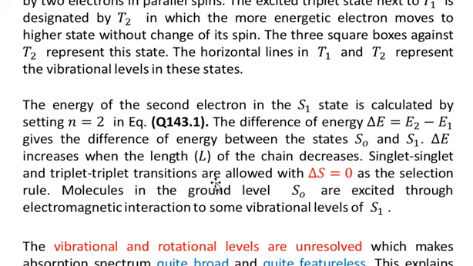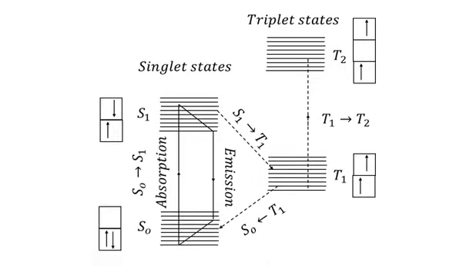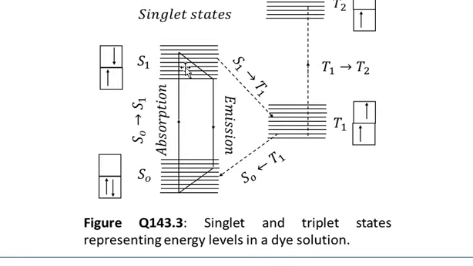Singlet and triplet transitions are allowed with delta S equal to 0. That is, the change of spin is equal to 0 as the selection rule. You see that in the singlet cases, both states have spin equal to 0. That is, electronic state S0 and electronic state S1 both have spin equal to 0. So the change of spin delta S will be equal to 0 when the transition is made from S1 to S0 or from S0 to S1. So this is an allowed transition.